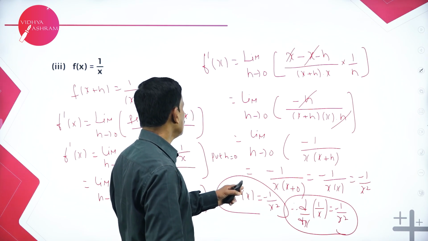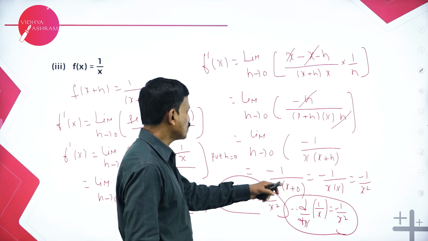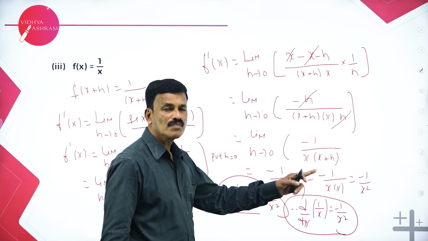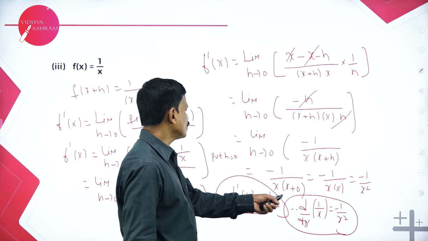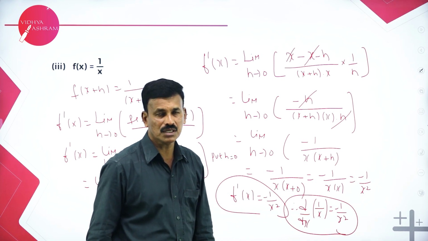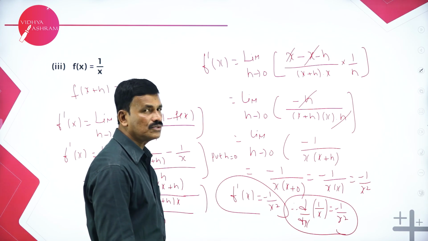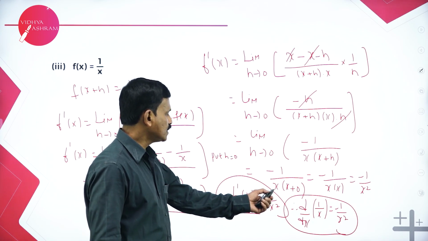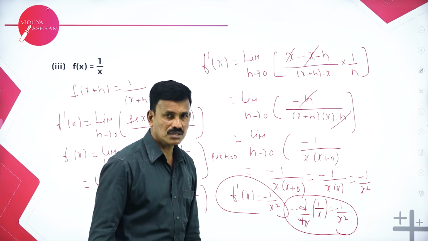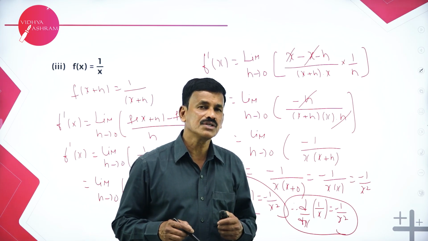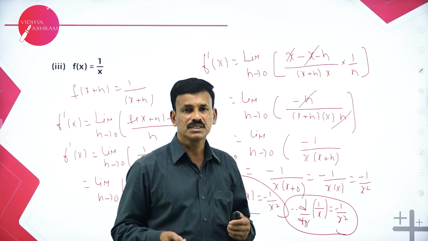Now if you apply the limit, what happens? Minus 1 over x into, put h is equal to 0, x plus 0. X plus 0 is x. Minus 1 over x into x is x square. That means d by dx of 1 over x is minus 1 by x square. Okay, right. So therefore f dash of x is equal to minus 1 by x square. That is differentiation of 1 by x is minus 1 by x square. Hope you followed. So this is how we are going to differentiate any function using first principle method or by the method of a definition.